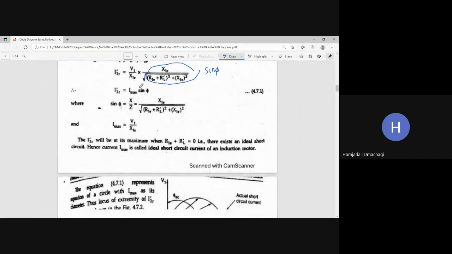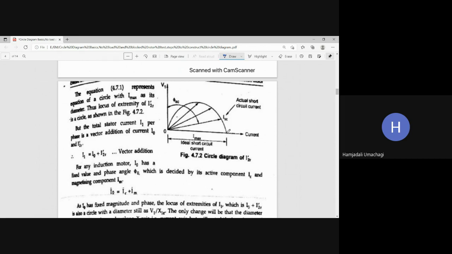This is the circle diagram with diameter V1 by X1E. The equation 4.7.1 represents the equation of a circle with Imax as diameter. Thus the locus of the extremity of I dash 2R is a circle, as shown in figure 7.2. This is the current phasor I dash 2R, whose extremity has the locus of a circle diagram. At this point the current will be 0, and at this point the current will be maximum.